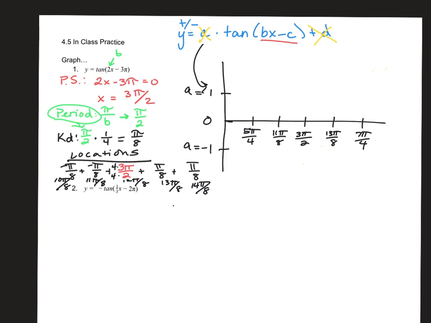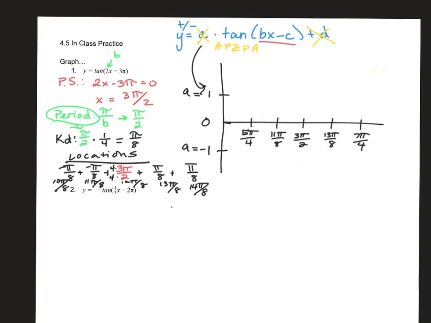So for sine and cosine, for sine it was mid, high, mid, low, mid. For cosine it's high, mid, low, mid, high. For tangent, the pattern is A, P, Z, P, A. And that means asymptote. We've got an asymptote, we've got a point, a 0, another point, and then an asymptote. So the easiest things to start with are the asymptotes. So our outside locations, those are just going to be vertical asymptotes.